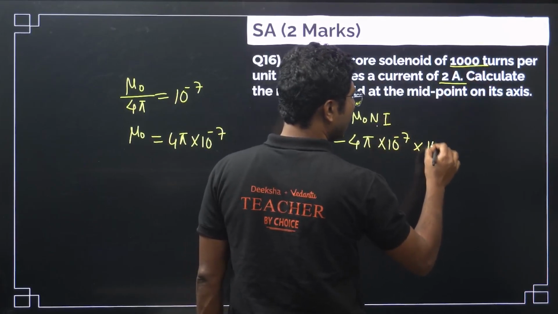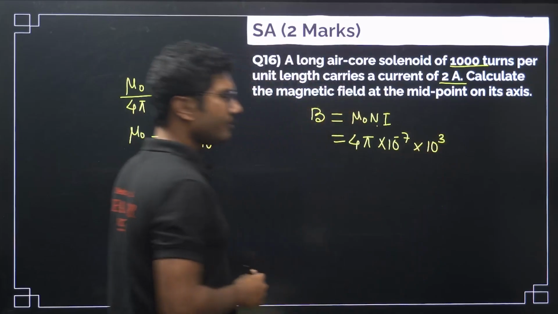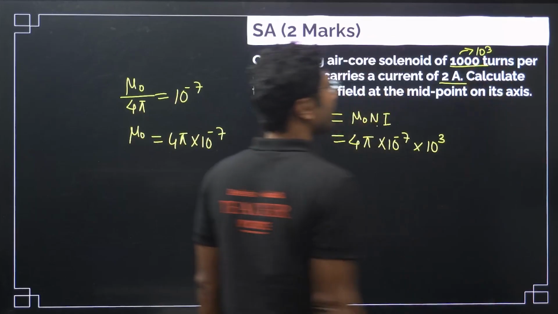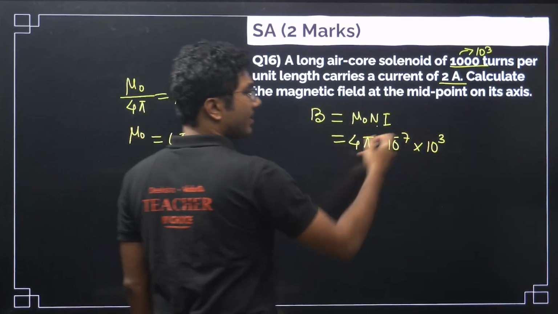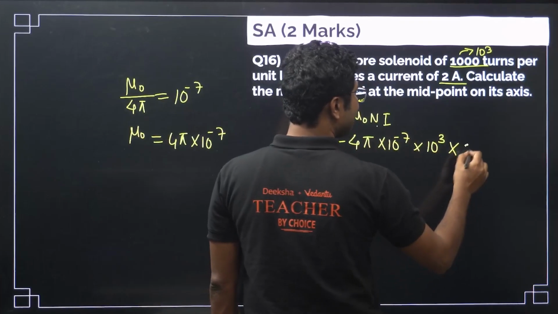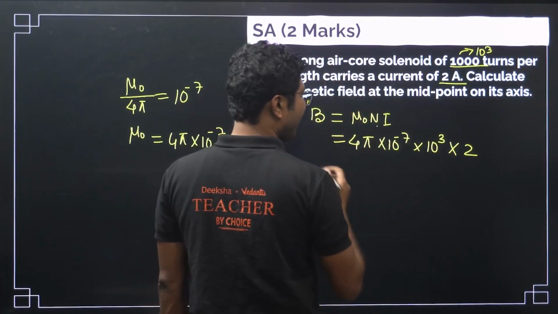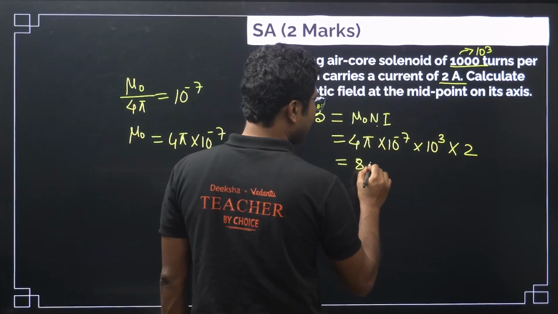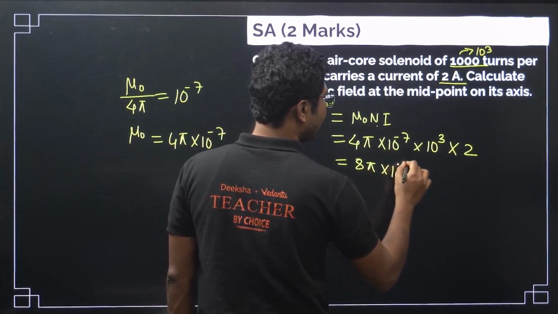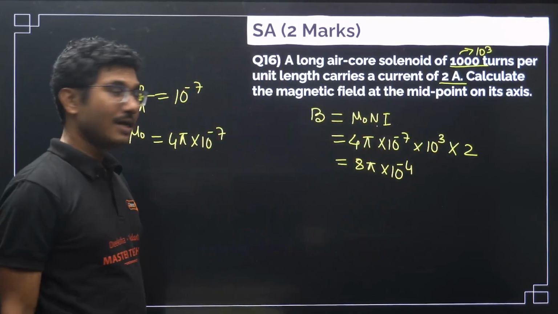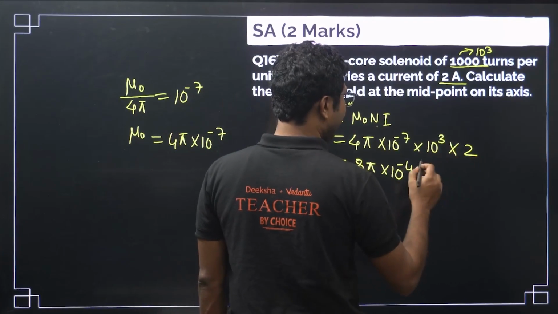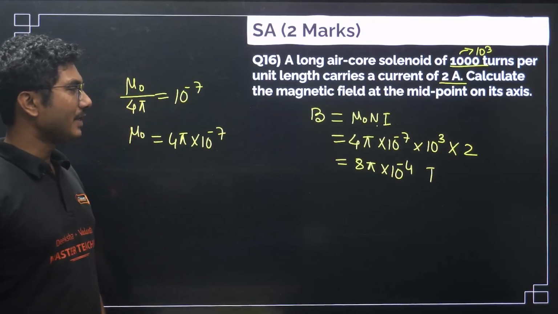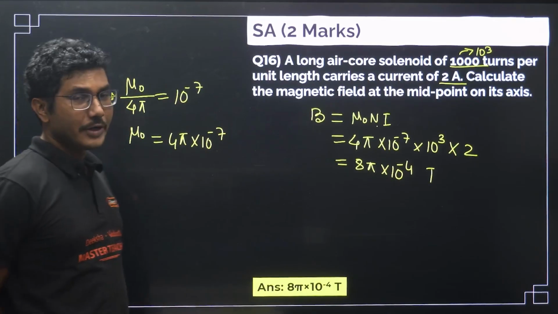N is given as 1000, and 1000 can be written as 10 to the power of 3. That is what we have written, because it is helpful for us to cancel. Current is given as 2 ampere. So just 2 ampere, no milliampere, nothing else. So you will get 8 pi into 10 to the power of minus 7 plus 3, which is minus 4, and the unit will be Tesla. SI unit, everything is in SI. So the magnetic field will come out to be 8 pi into 10 to the power of minus 4 Tesla.